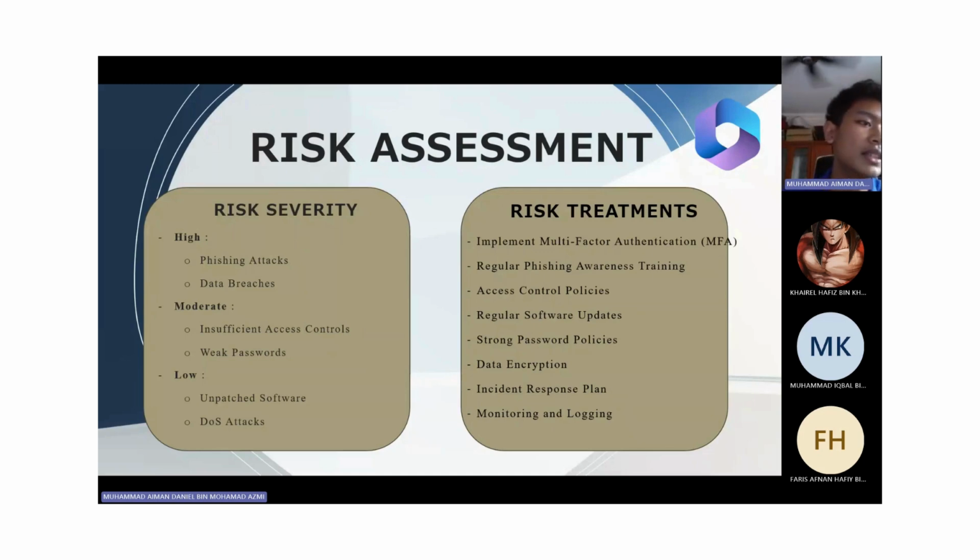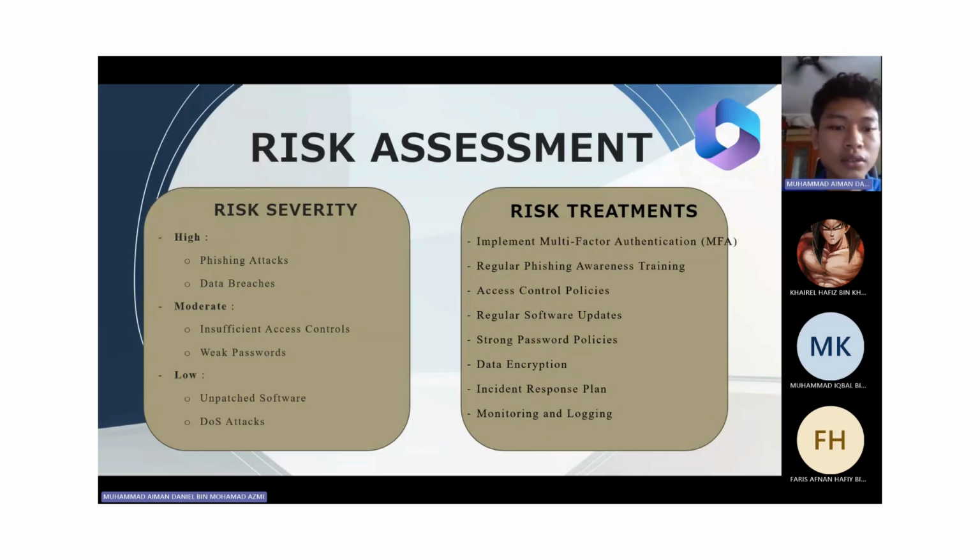And the last one is DDoS attacks, denial of service. Lower likelihood with appropriate network defenses, but can severely impact communication. The impact can also be moderate, sometimes low, or moderate to high, depending on the disruption level of the attack. So the last one is risk treatments.